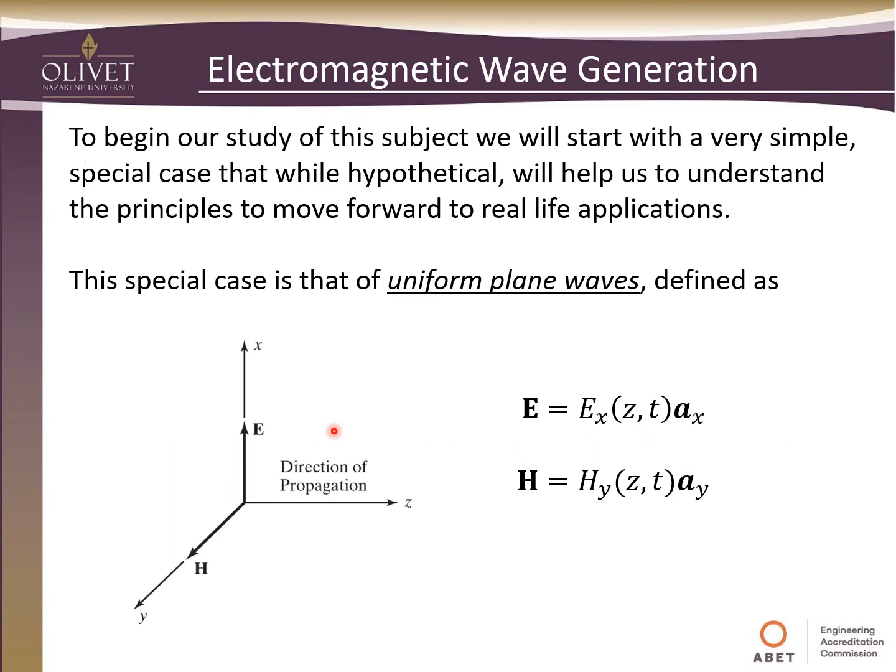We're going to define the components of this wave as just an E field, which has only an X component, but varies along Z and with time. And then we're going to have this H component going this way on the Y-axis. It's only going to have a Y component. And again, it also varies with Z as it moves down the Z-axis, and with time.